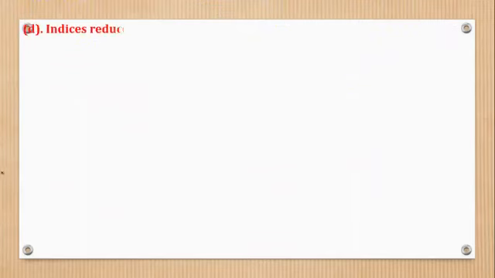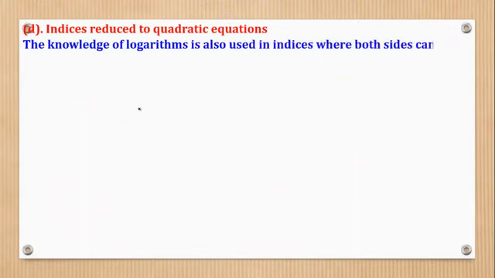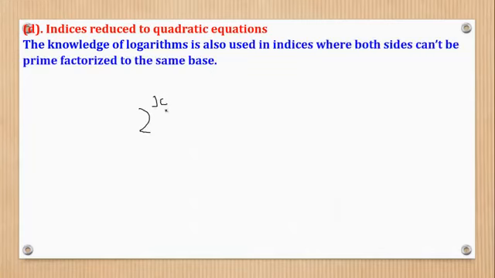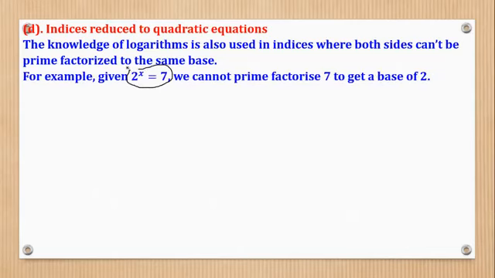So now we shall go to indices reduced to quadratic equations. Now, previously, we could solve questions like, for example, 2 to power x equal to 8, because 8 could be prime factorized with a base of 2. But for some questions, it is not easy to prime factorize. For example, if you look at a question like this, when they give it to you and they tell you to find x, it becomes very hard for you to find it. So what do you do in such a case?